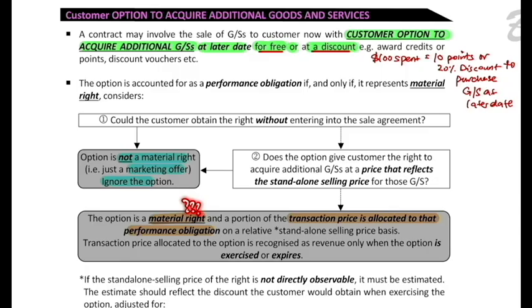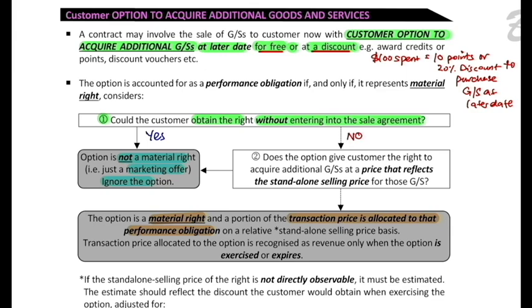How do you know whether it's a material right? First, could the customer obtain the right without entering the transaction now? If the answer is yes, then it's not a material right, it's just a marketing offer. The company offers to everybody a 5% discount on the goods and services they are offering. This 5% is not a material right to a customer, it's just a marketing offer for advertising and promotional purposes. This does not give rise to a performance obligation.